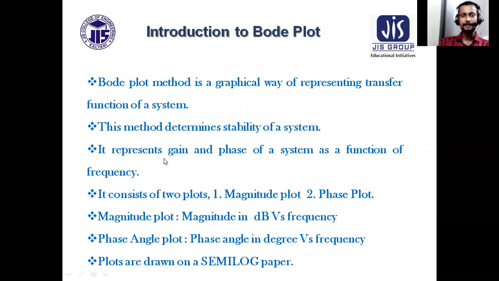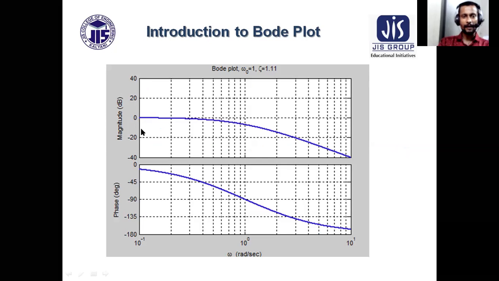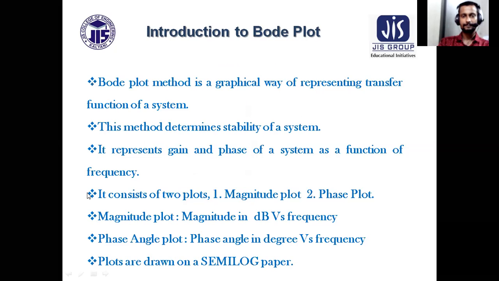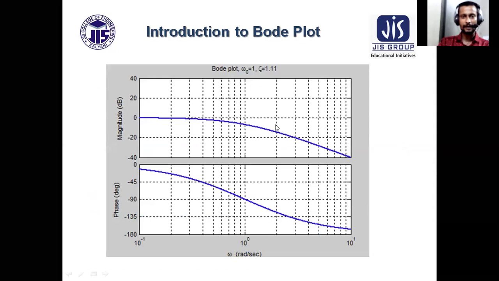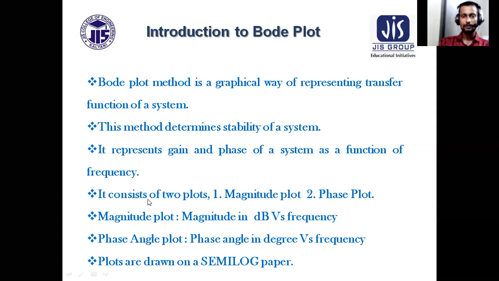This method represents gain and phase of a system as a function of frequency. So gain, the magnitude of a system as a function of frequency, and phase angle of a system as a function of frequency could be obtained by using this method. It consists of two graphs or two plots, such as the magnitude plot and phase plot. As we discussed earlier, the upper one is the magnitude plot and the lower one is the phase plot. The magnitude plot gives us magnitude in decibels versus frequency. The phase angle plot gives us phase angle in degrees versus frequency.